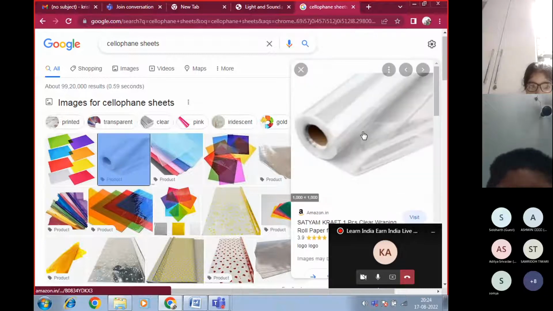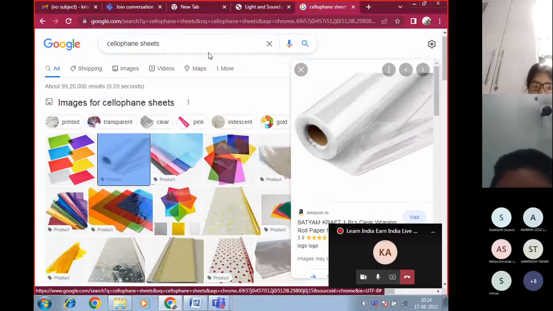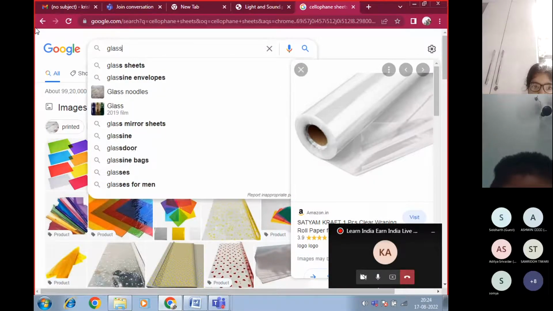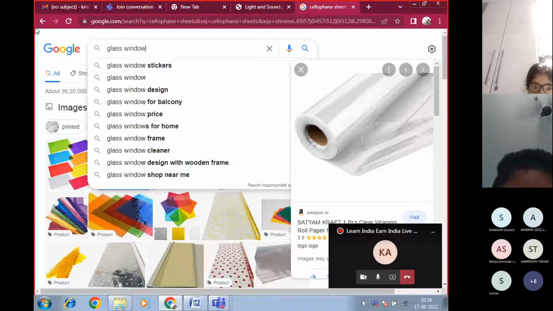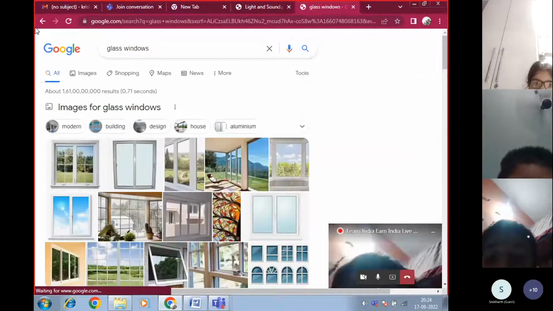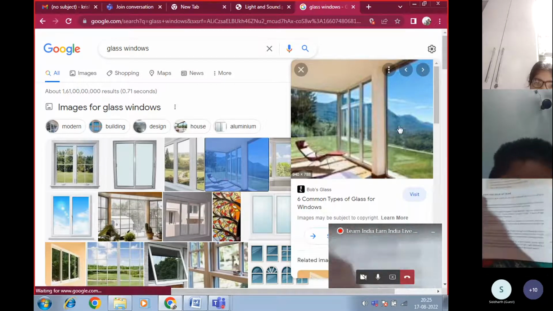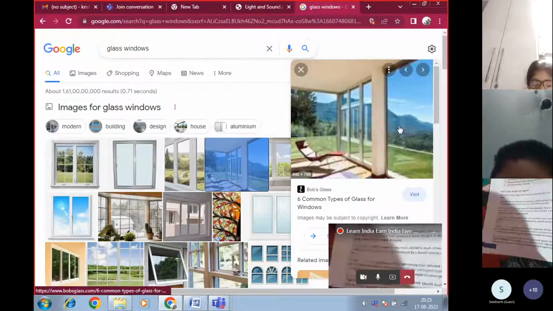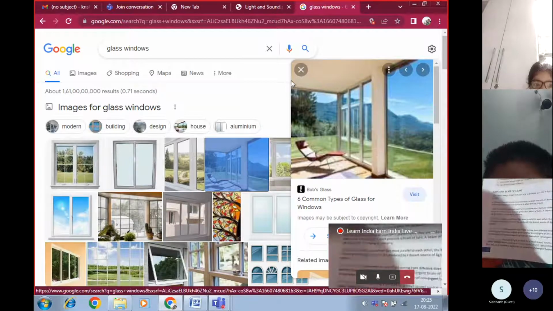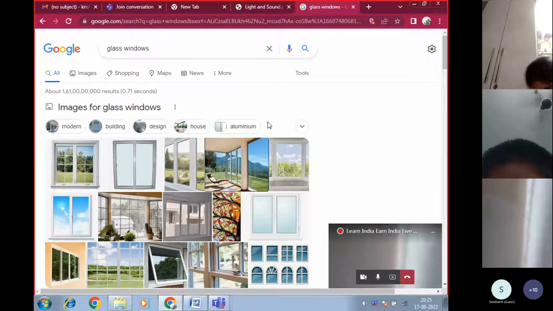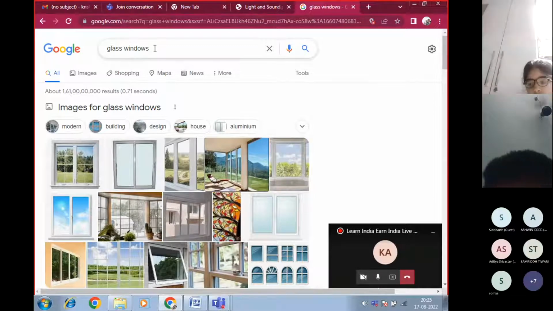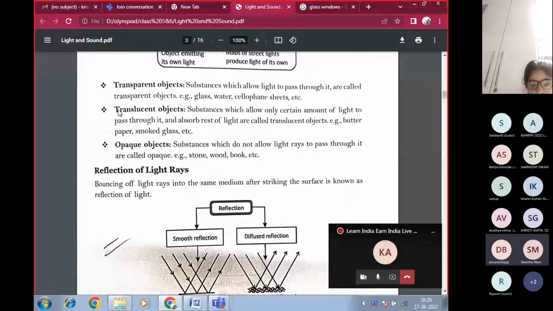Cellophane sheets like this will allow the entire light to pass through them. You can also see the glass windows, especially in your houses. These kinds of windows allow the entire light to pass through them. So that is your transparent windows, that is glass. Next, translucent means which will allow only a certain amount of light.